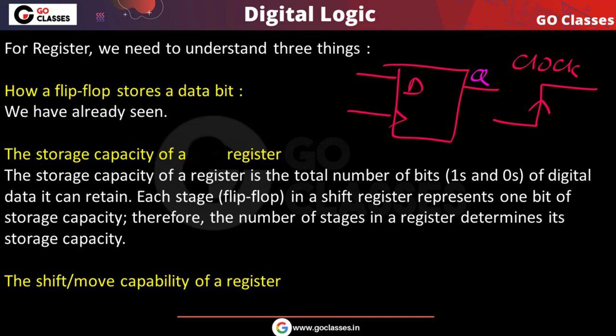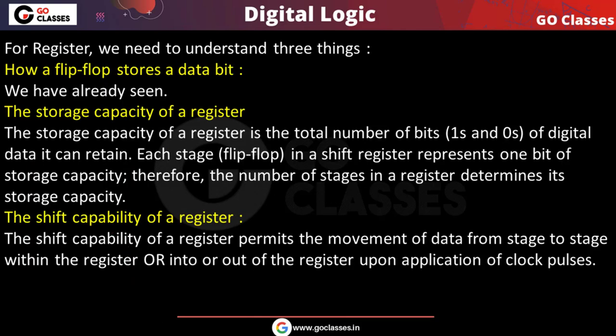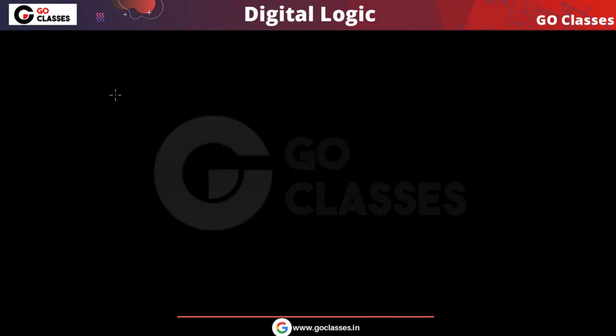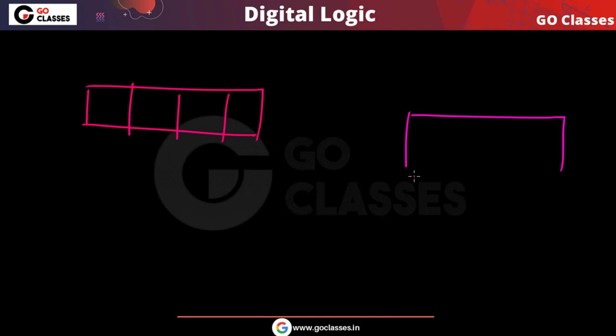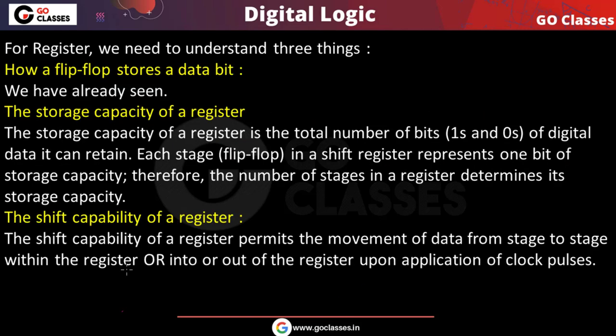And the next point is how to move the data. That means within a register, how the data is moving, or also between two registers, how the data is moving. Basically we need to see how the data is moving between the flip-flops of a register. Let us assume this is your register, and in this register you have, let's assume, 4 flip-flops. Now we need to understand how the data is moving between these flip-flops. Also we need to understand how the data is moving from one register to another. So this is called data movement.